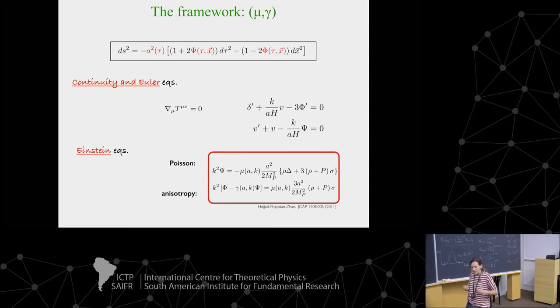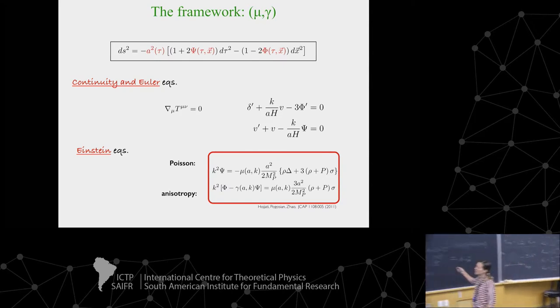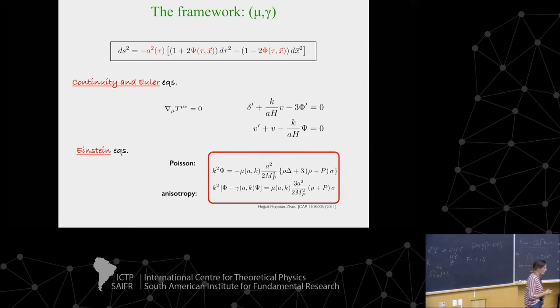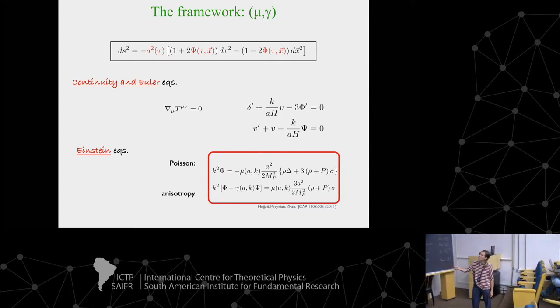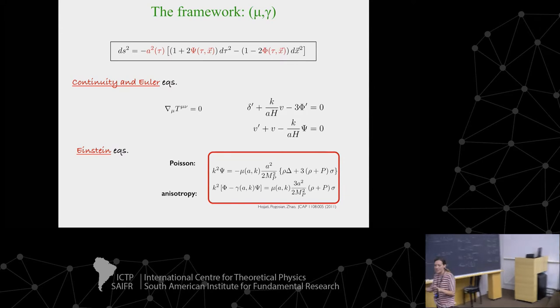Now there is a modern version of this framework, but it's more or less the same. Again, you're parameterizing such relation between phi, psi, and delta, but in such a way that you are careful with the shear of neutrinos, because what would happen otherwise is that you would see mu and gamma different from 1 just because of neutrinos, at early times. And here we are reabsorbing it in such a way that in the standard scenario, they're really 1.